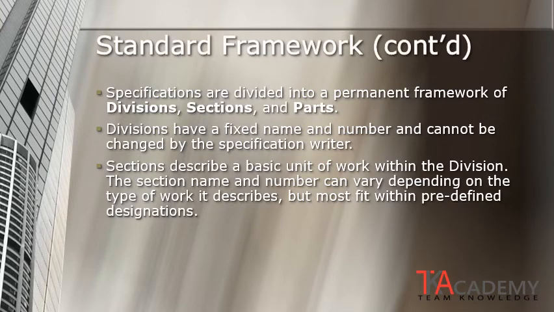The first 3 levels, divisions, sections, and parts, form part of the permanent framework for specifications. Divisions being the highest level, they have a fixed name and number and cannot be changed by the specification editor. Sections, the next level, describe the basic unit of work within the division. The section name and number can vary depending upon the type of work it describes, but most fit within a predefined designation.